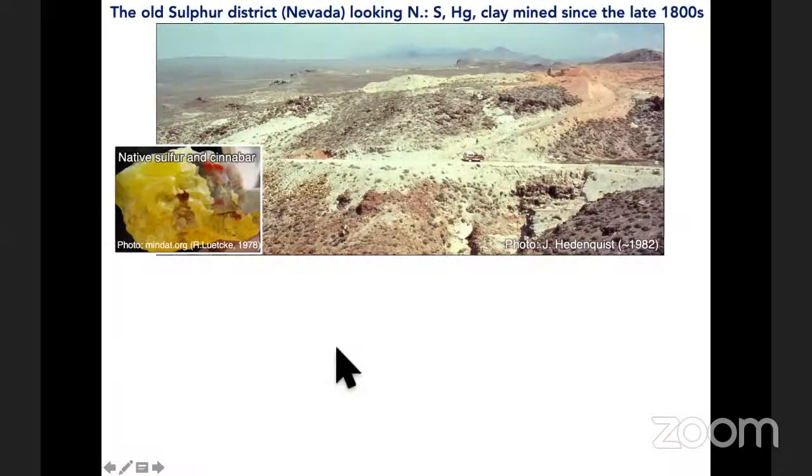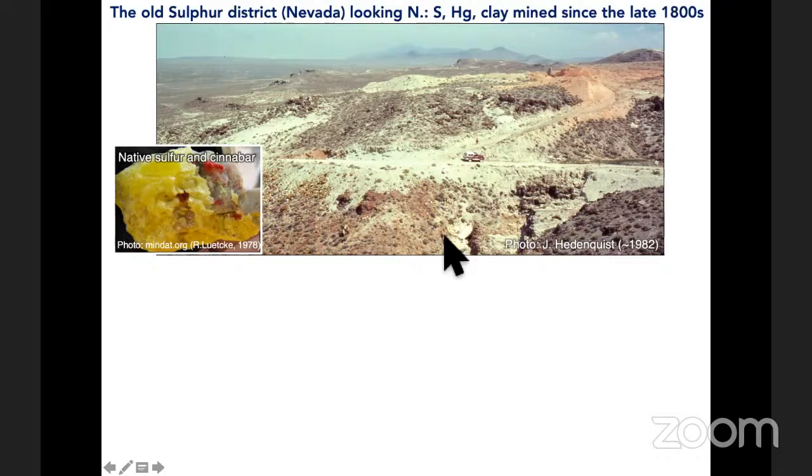Let's look at another one. This is in Nevada, used to be called the Sulphur district in Nevada. Why? Because it was a sulfur mining area in the late 19th century, the 1800s. So they used to mine sulfur, mercury. These are all samples from Mindat: sulfur, mercury, clays, kaolinite, the white colors.